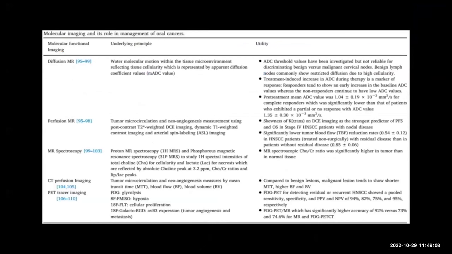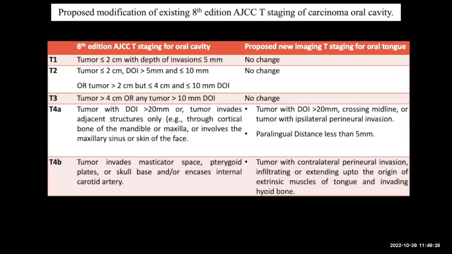There are some advanced techniques which have been described in the MR imaging of the tongue. They are more of research interest, and I will not go into the depth of it. But if you're interested, I suggest reading our article, which will help you see what parameters are available and what their cutoffs are. Coming to the proposed modification by our group, the paper is already on the web. You can read this paper.